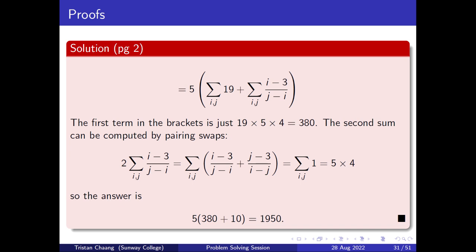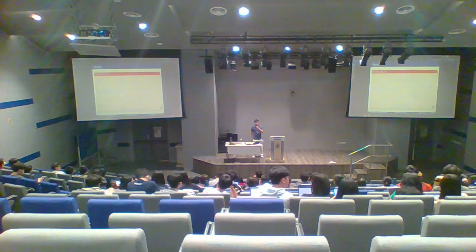So in the end, you just plug them in. 5 times 380 plus 10. I mean, here we put times 2, but it's just because I want to pair things up. It's like writing 1 plus 2 plus 3 until 100 the same way but backwards. Just copy the sum twice. Is that okay? Any questions? Okay.